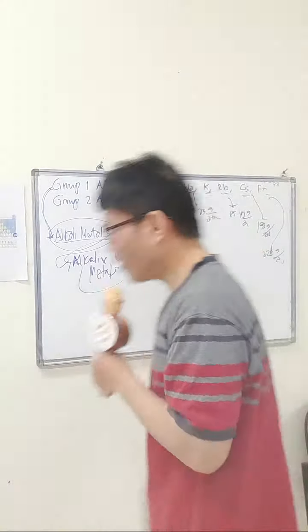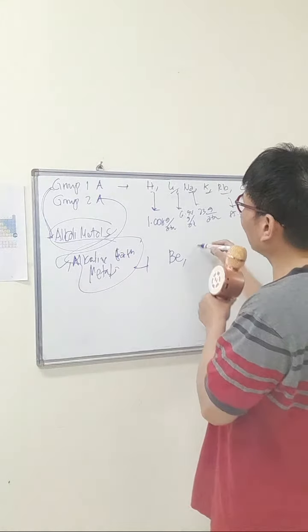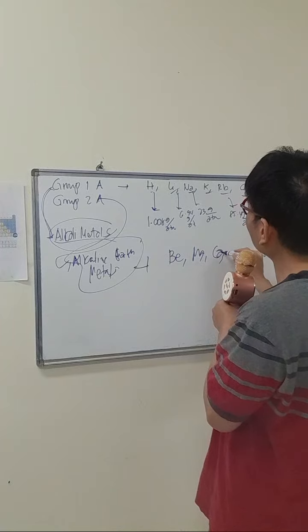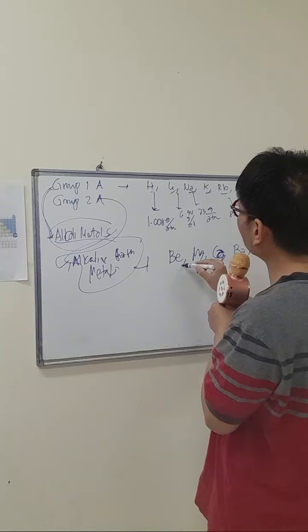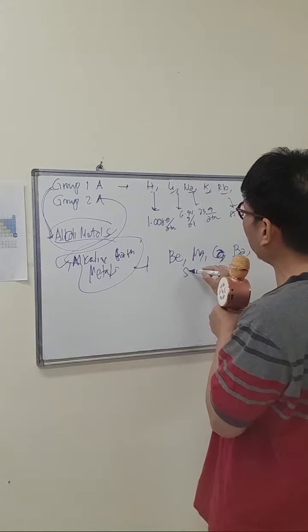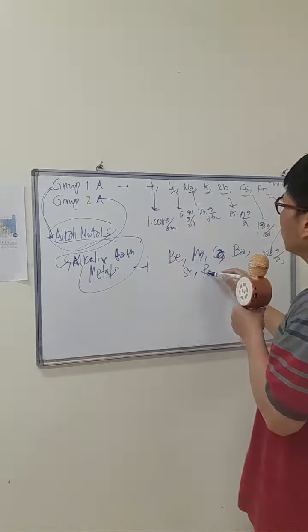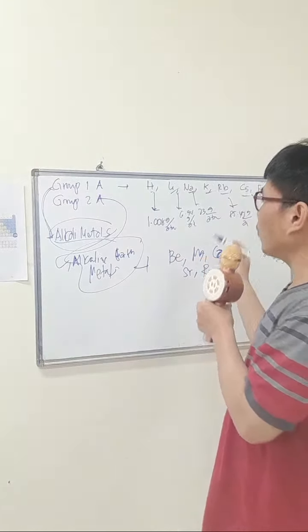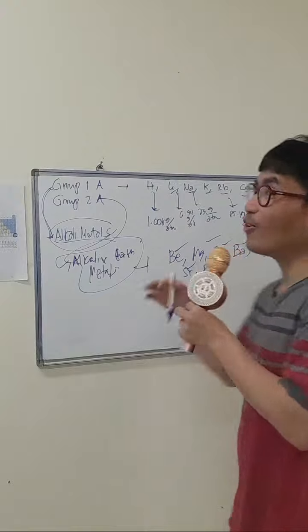Group 2A are beryllium, magnesium, calcium, and then we have also the barium. What else? We have also the strontium. And we have now the radium. So how many elements compose the group 2A family, the alkaline earth metals? We have the beryllium, magnesium, calcium, barium, strontium, and radium.